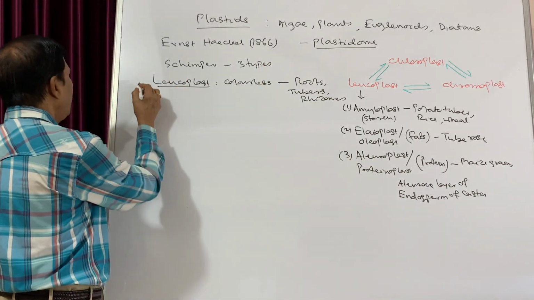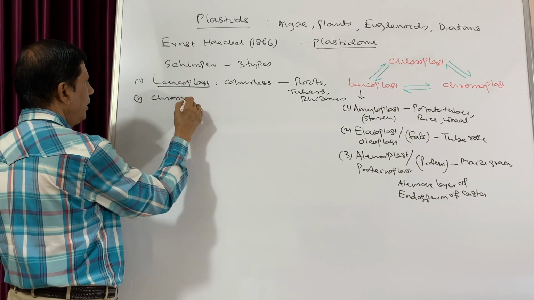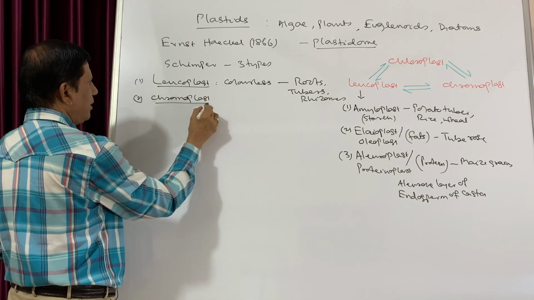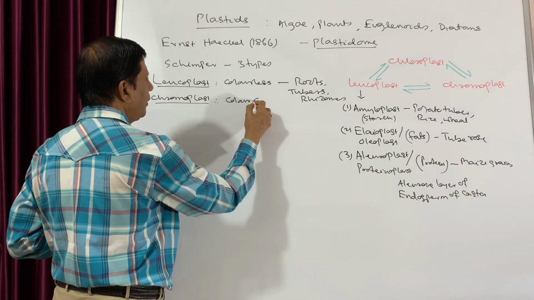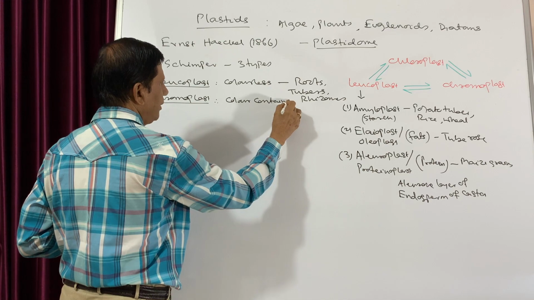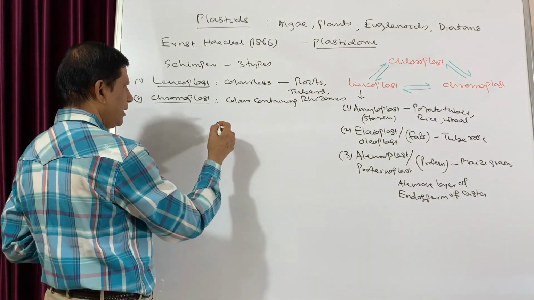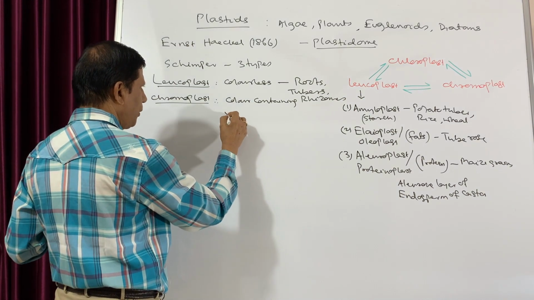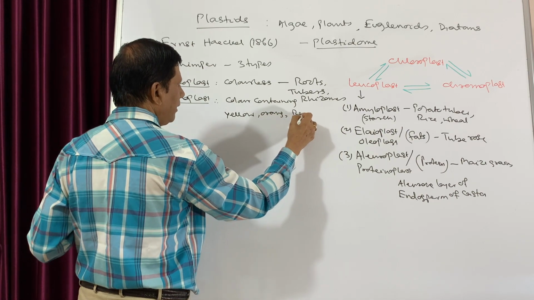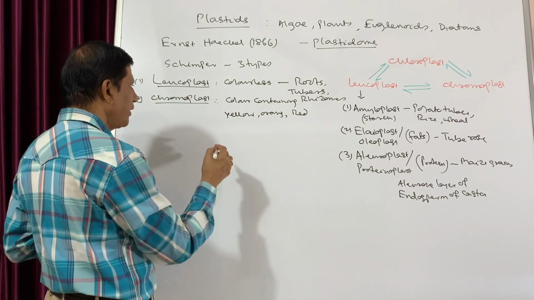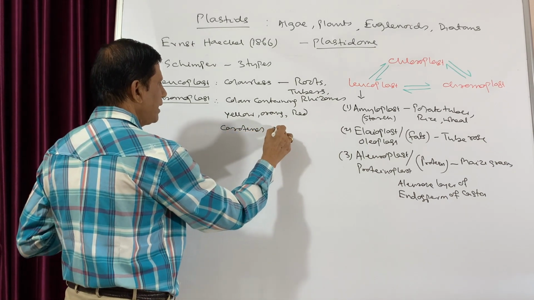Then the next one we'll discuss is the chromoplast. Chromo means color. That means these are color containing plastids. So what are the different colors? They may be yellow, orange, or red. And these different colors are due to the presence of carotenes and xanthophylls.